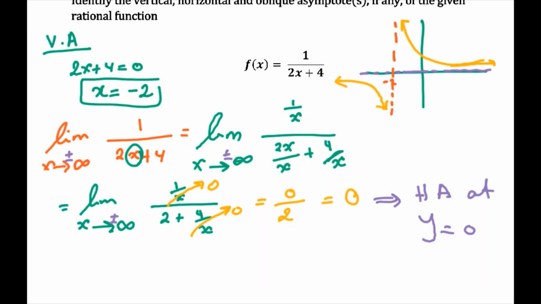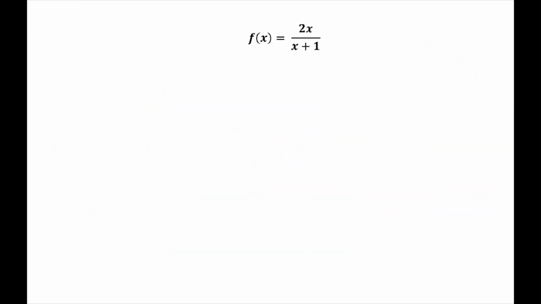As x approaches -2 from the right side, the function grows to positive infinity. As x approaches -2 from the left side, the function is going down to negative infinity. And when x approaches infinity, the function approaches 0. And same when it goes to negative infinity, the function approaches 0.